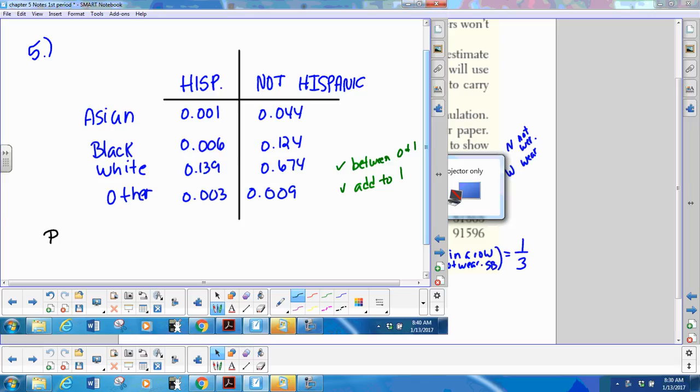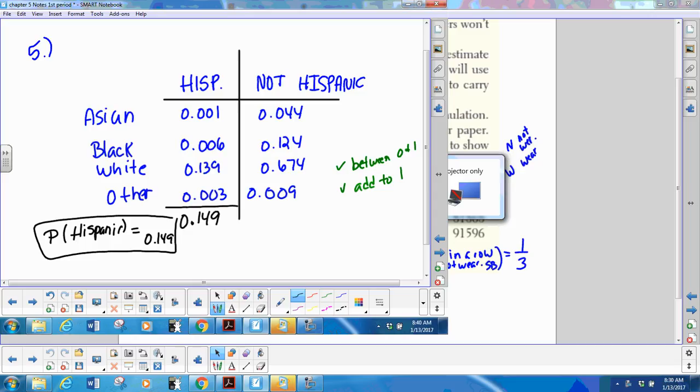Okay, the first one for B is: what is the probability that a randomly chosen American is Hispanic? For that one, all you have to do is add on this side, and you get 0.14. That one's pretty self-explanatory. That's the probability that you're Hispanic.